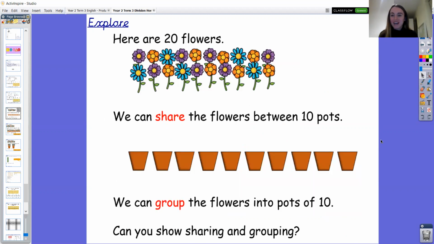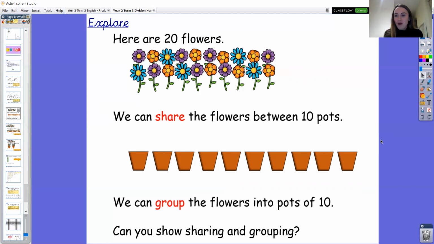So the flowers are back. Today we have 20 flowers, so 20 is our whole amount. We can share the flowers between 10 pots, and we can group the flowers into pots of 10. I'm really keen for you to pause the video here and have a go at showing the difference of sharing and grouping using these 20 flowers.